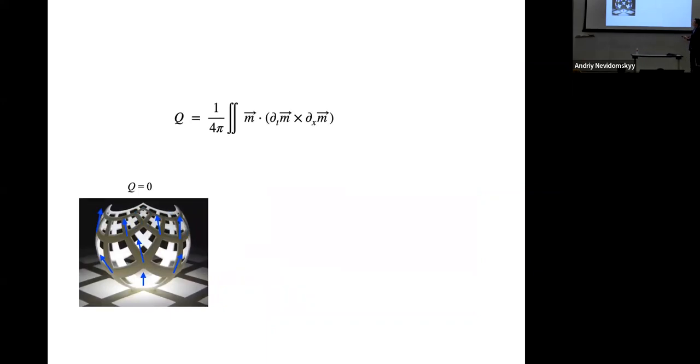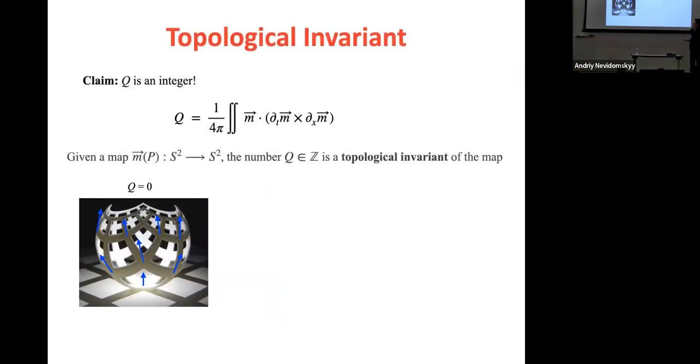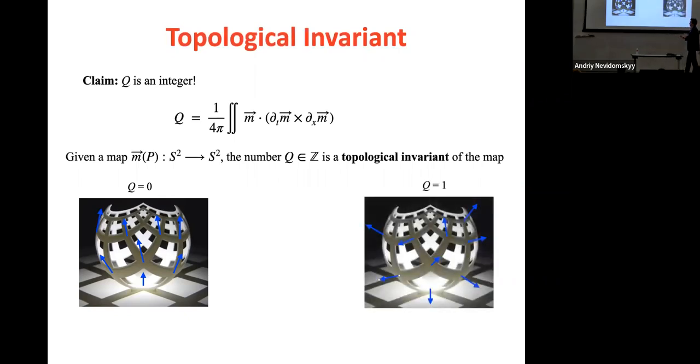And it turns out that what this coefficient Q quantifies is the way in which this can be done. And it turns out that it's labeled by integers, and the two sets that are labeled by different integers can't be smoothly deformed into one another. This one looks more like a hedgehog, and the key difference is that the spin pointing up here now points down. There is no way to smoothly distort the left picture into the right.